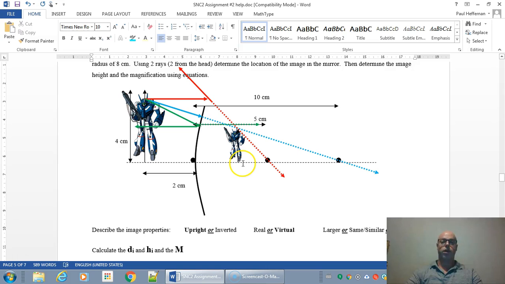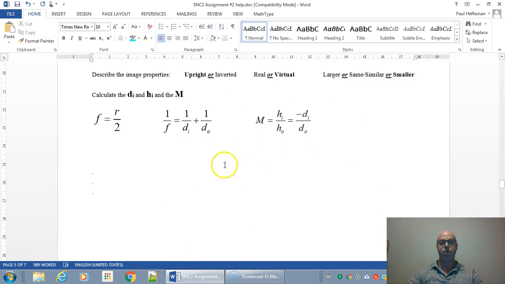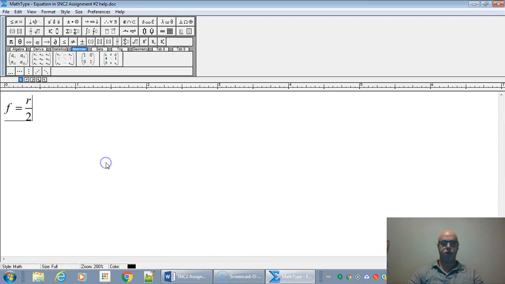Now let's find out what the values are mathematically so we get a better idea. First of all, if you're using this formula here, you can find out what the focal length is. So we have a 10 centimeter radius. If we divide that by 2, we're going to get our 5 centimeter focal length.